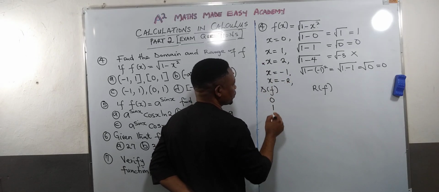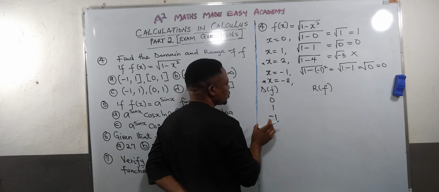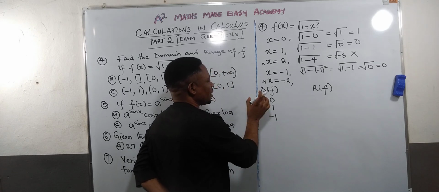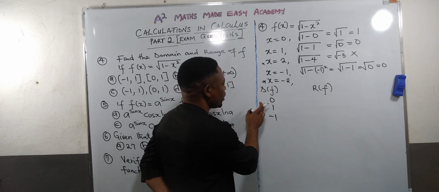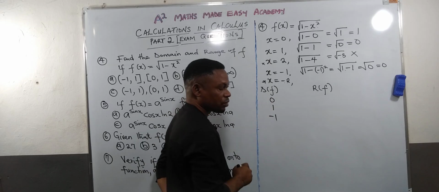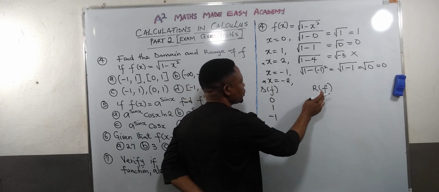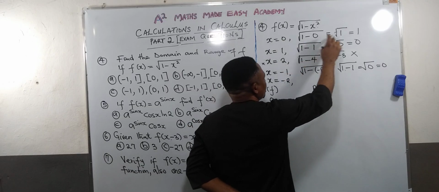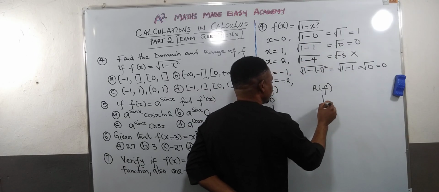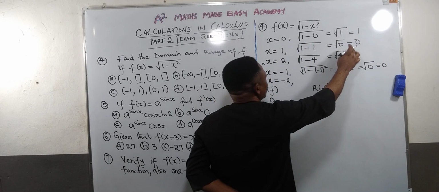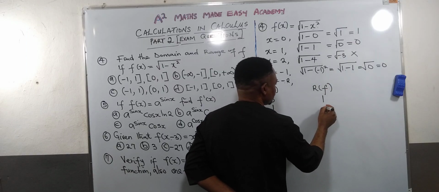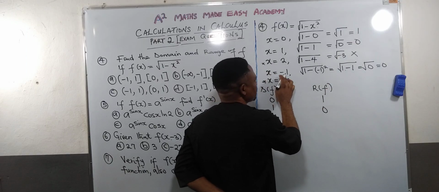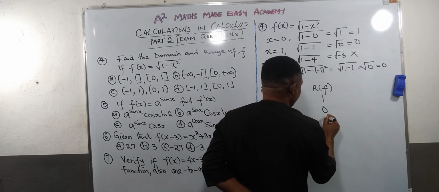Minus 1 also exists. This one does not exist. So the only values that exist as far as the domain of f is concerned are 0, 1, and minus 1. Then we move to the result. When x is 0, what is the range? The range is 1. When x is 1, the range is 0. And finally, when x is minus 1, the range is also 0.